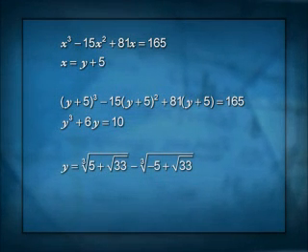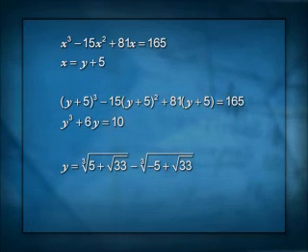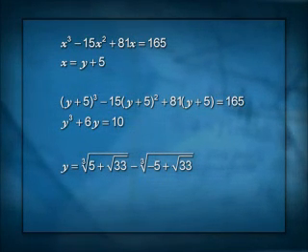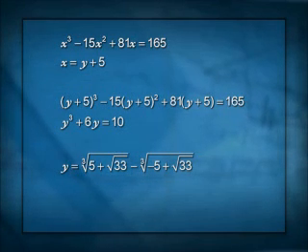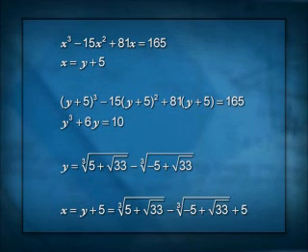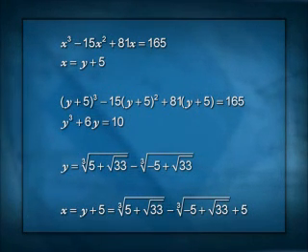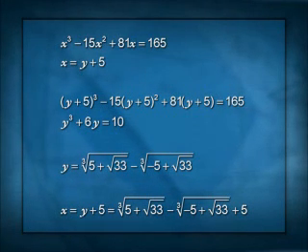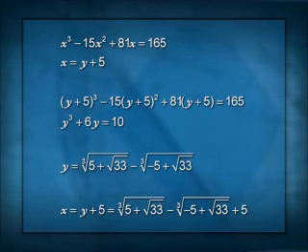y is equal to the cube root of 5 plus the square root of 33 minus the cube root of negative 5 plus the square root of 33. But that's y. What's x? x is what I want. Well, look up above. x is y plus 5. So x, you just add 5 on, and there's your solution to the cubic, a solution by radicals. So even a non-depressed cubic can be solved via this process that Cardano discovered.